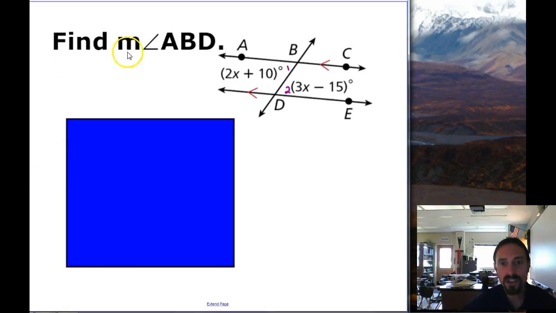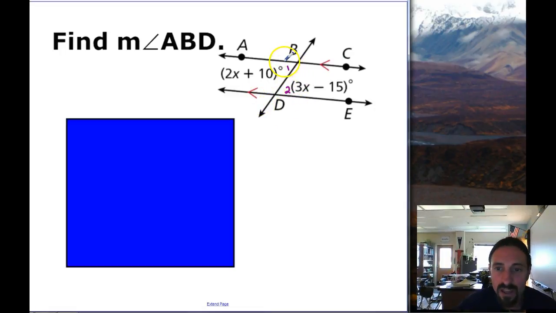It says find the measure of angle ABD. And I think this is really important when you look at these diagrams to ask, what in the world are they talking about in the first place? Well, first of all, this little angle here, angle 1, is 2x plus 10. And this little angle 2 is 3x minus 15. These red arrows, of course, indicate that the lines are parallel.